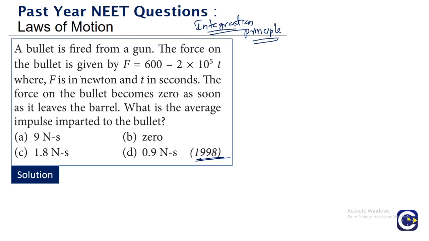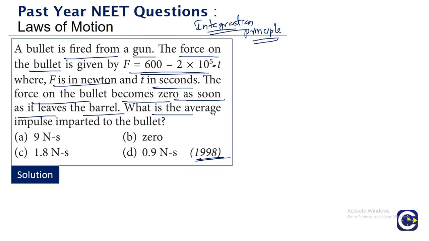So look at this. A bullet is fired from the gun. The force on the bullet is given by, it is a variable force, 600 minus 2 into 10 power 5 into t. Okay, the t is only multiplying the second factor, 2 into 10 power 5 into t. The t is not multiplied to 600. Where F is in Newton, t is in seconds. It's a variable force. The force on the bullet becomes 0 as soon as it leaves the barrel. What is the average impulse imparted to the bullet?